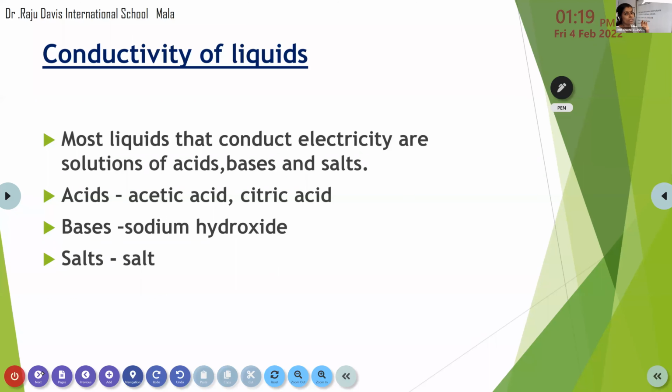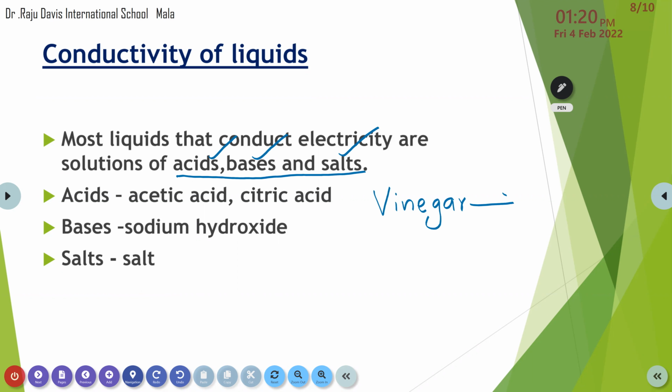So, do all liquids conduct electricity? Some liquids only conduct electricity. We can say that most liquids that conduct electricity are solutions of acids, bases, and salts. For example, vinegar is a liquid. Is any acid present in vinegar? Anyone know which acid is present in vinegar?